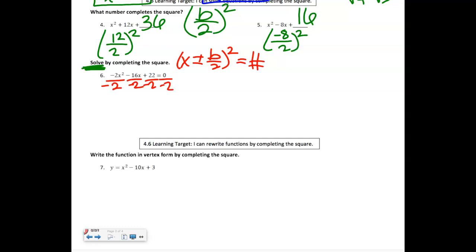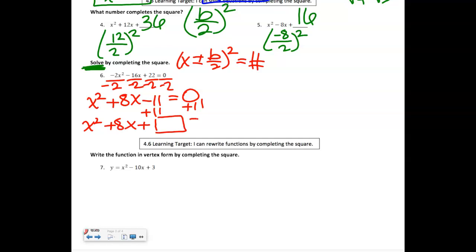All right, so now your x squared is positive. Your 16 is now positive 8x, and your 22 is now negative 11 equals 0. So now we have to complete the square. So now we have to add 11. I need a blank over there. This is where our 0, it shouldn't be a 0. I need us to not have a 0 over there. So now I have x squared plus 8x plus blank equals 11.